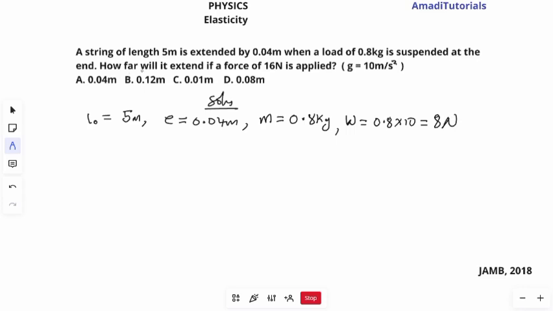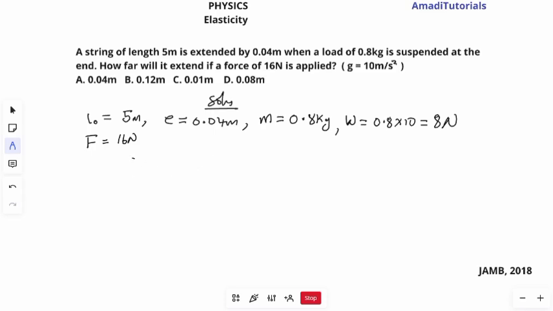Okay, so how far will it extend if a new force of 16 Newton is applied to it? So even without solving this, I'll know that this will double, because if the initial force was 8 Newton and it extended by 0.04, now the force has been doubled, the extension needs to double. So I would have gone for 0.08, but let me still solve it using the standard procedure or the theory.